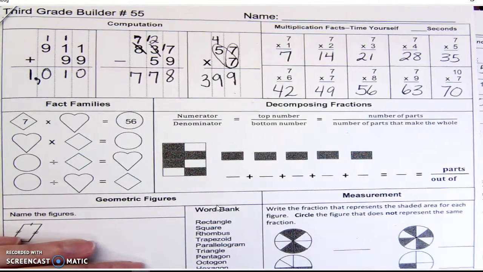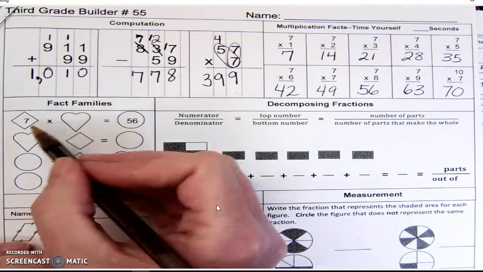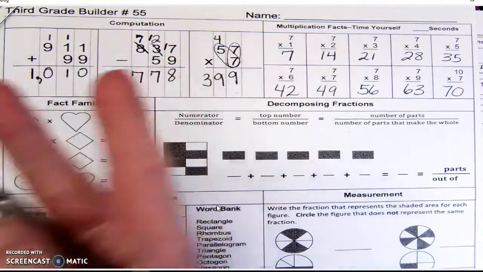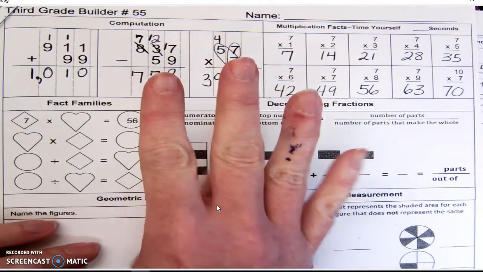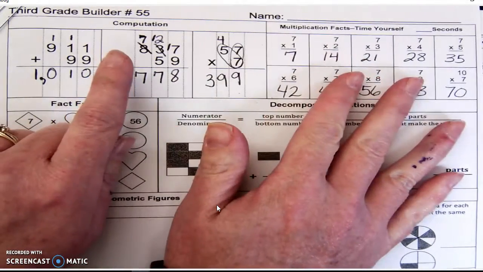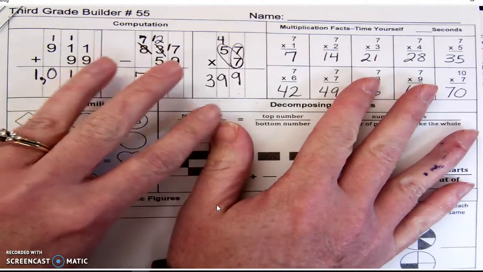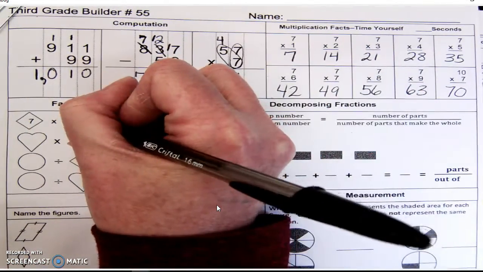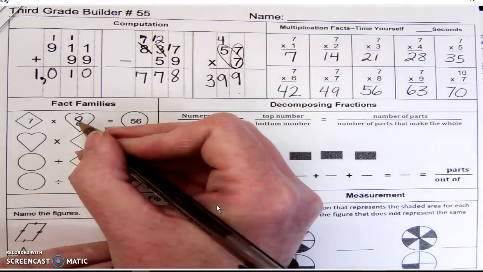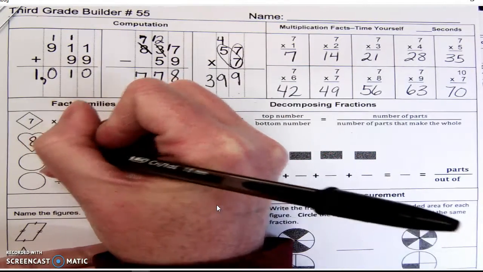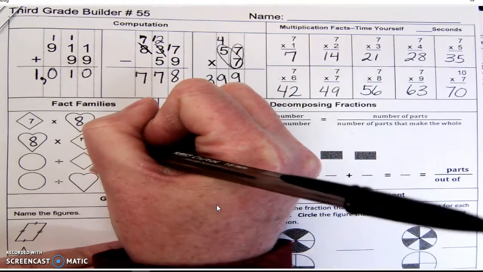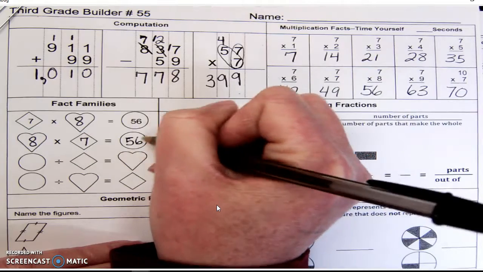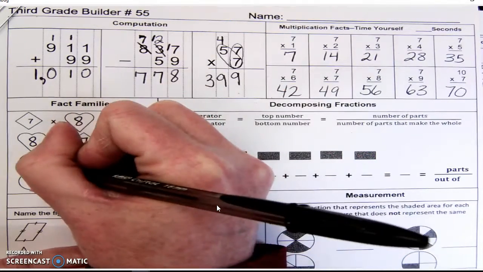Now let's go down to the fact family. 7 times something equals 56. 7, 14, 21, 28, 35, 42, and 49, 56, 8. 7 times 8 is 56. I put the 8 in the heart over here. 8 times 7 also equals 56. I put the 56 in the circle. It's going to go in this circle.